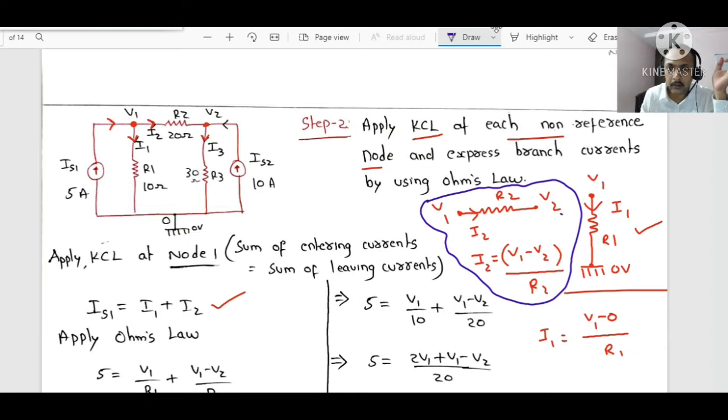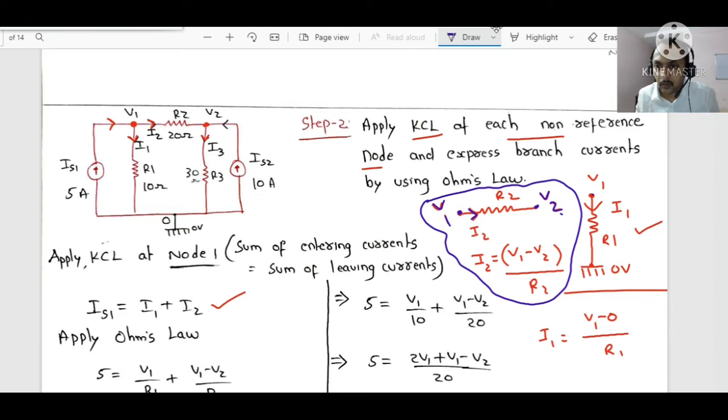If you understand these two basics, very few mistakes will occur. Understand this basic: a resistor is there, at one end the voltage is V1, at the other end the voltage is V2. If somebody asks you what the current is, your answer should be confidently V1 minus V2 divided by R2. If the arrow direction is from V2 to V1, then you say V2 minus V1. Look at the arrow direction. Don't neglect the arrow direction, dear students. Here the arrow direction is from V1 to V2, which is why I have written V1 minus V2. If the arrow direction were from V2 to V1, I would have written V2 minus V1. Keep that point in mind, right?